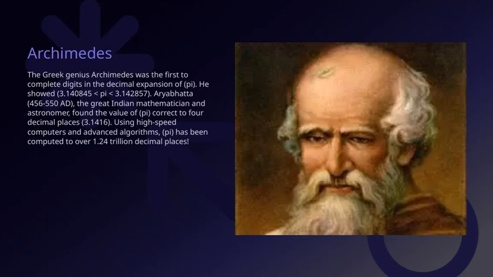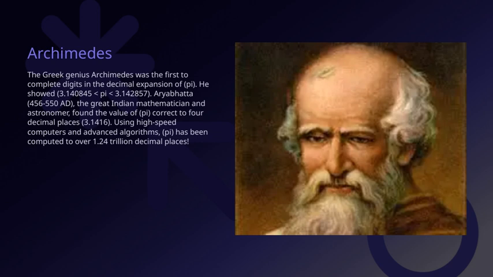Let's talk about the Greek genius Archimedes, who was actually the first to determine digits beyond the decimal point in the expansion of pi. He managed to show that pi is between 3.140845 and 3.142857. This was a remarkable achievement for his time and laid important groundwork for future mathematicians.